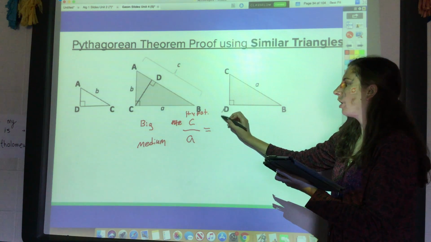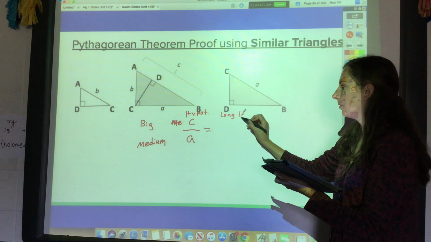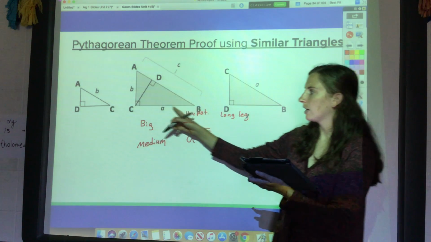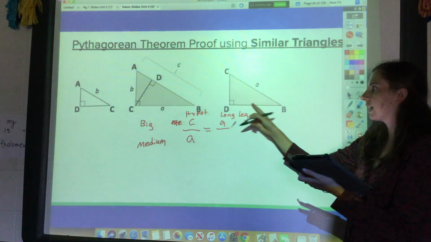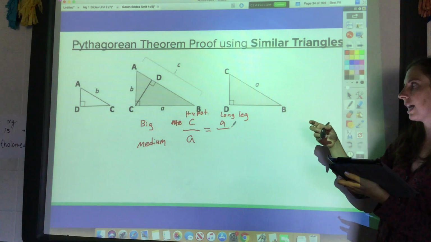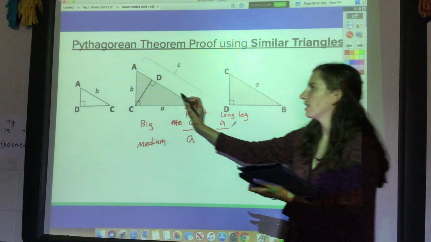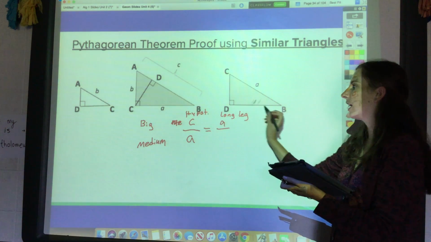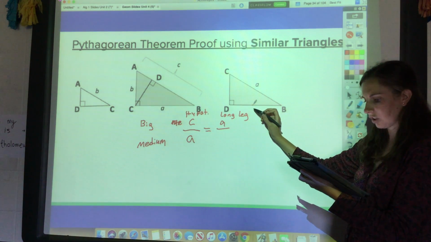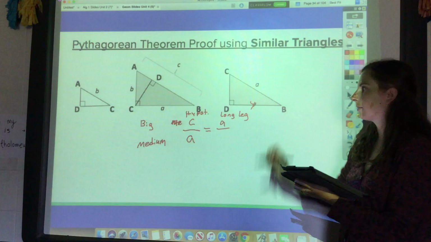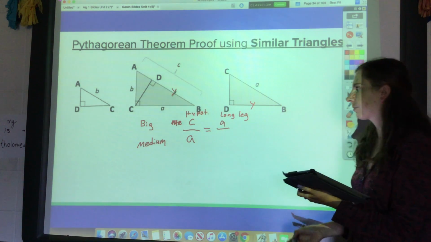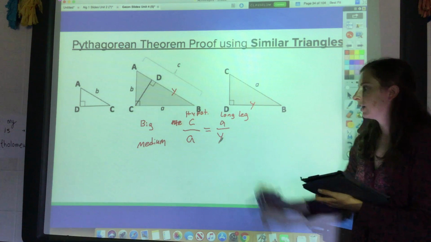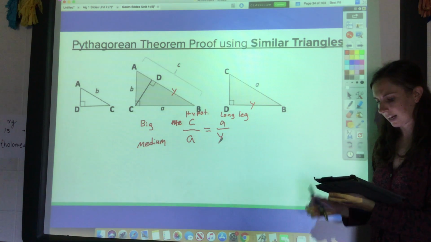And if we look at the long leg for both, I know that this one has a long leg of A, and this one has a long leg of, we haven't given that a name yet. It would be just this little section here. I'm going to call it, just to give it a name, Y. And so we'll call this Y, because that's where it came from. Okay, so there's one proportion that I could set up.